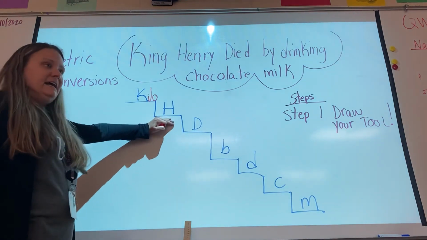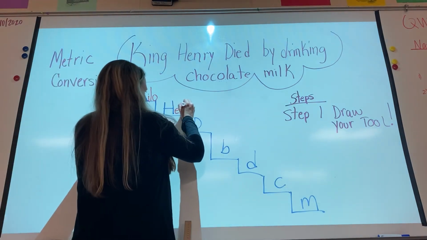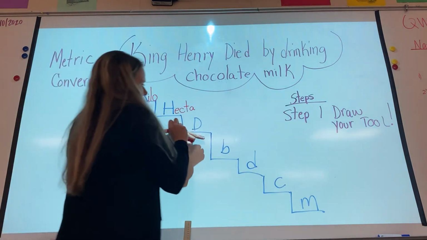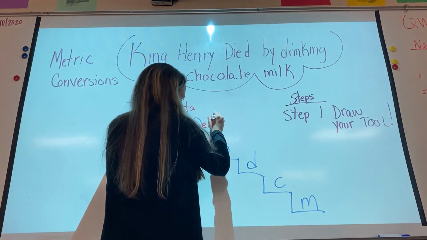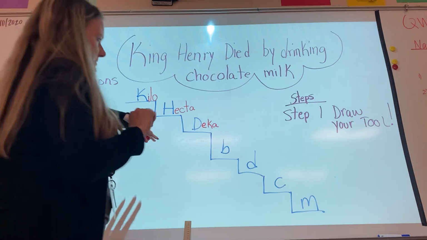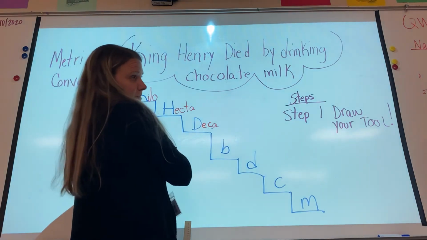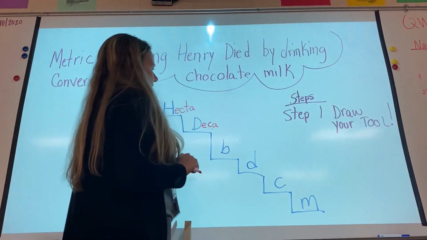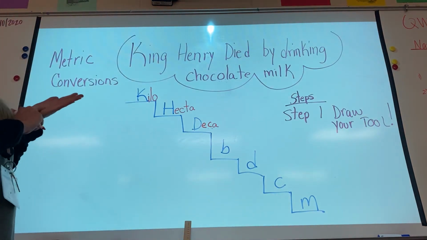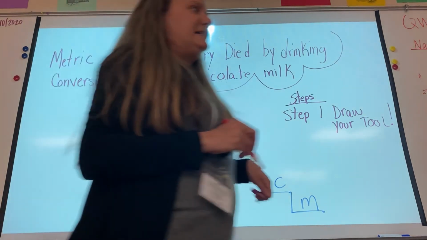Does anybody know what the H stands for? Did you say hecta? Correct. D is deca. Is that spelled with a K? I don't think it is. Still looks funny. I'll have to Google that one. Then you have B for base. B for base is going to be, you can go ahead and write base. That is your base.